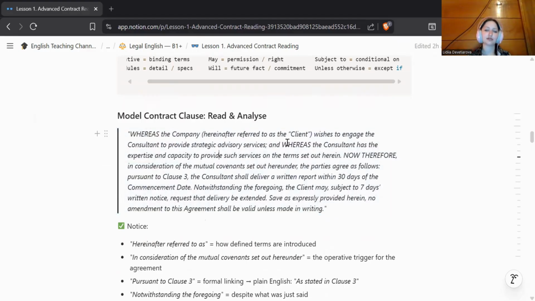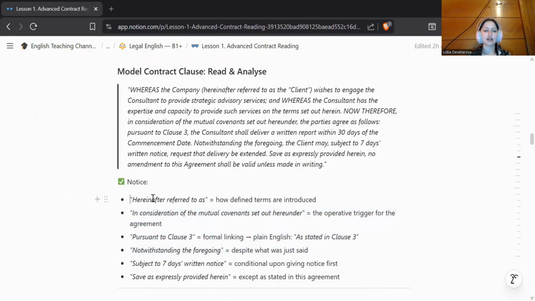Whereas the company, hereinafter referred to as the client, wishes to engage the consultant to provide strategic advisory services, and whereas the consultant has the expertise and capacity to provide such services on the terms set out herein, now therefore, in consideration of the mutual covenants set out hereunder, the parties agree as follows. Pursuant to clause 3, the consultant shall deliver a written report within 30 days of the commencement date. Notwithstanding the foregoing, the client may, subject to 7 days' written notice, request that delivery be extended. Save as expressly provided herein, no amendment to this agreement shall be valid unless made in writing.